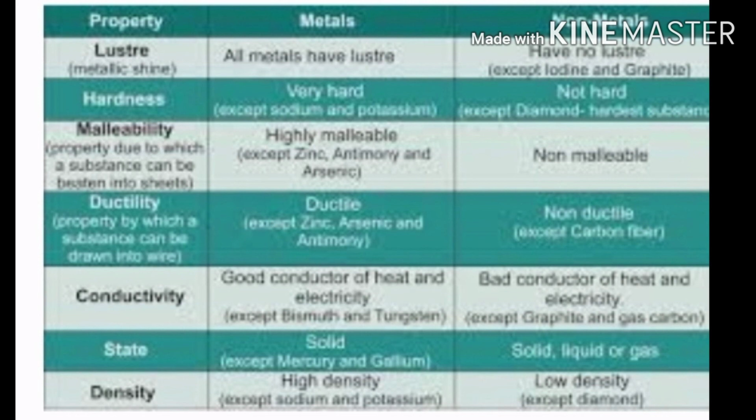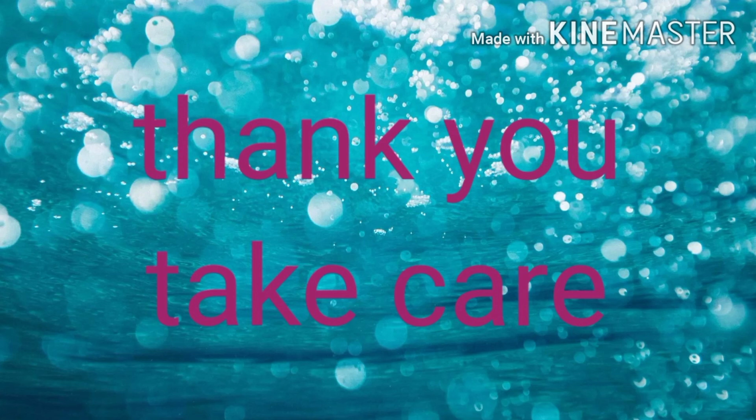So I hope children you have understood the physical properties of metals and non-metals with examples and exceptions. Here, as we have completed the physical properties of metals and non-metals, in the next video we will be discussing the chemical properties of metals and non-metals. Thank you and take care of yourself.